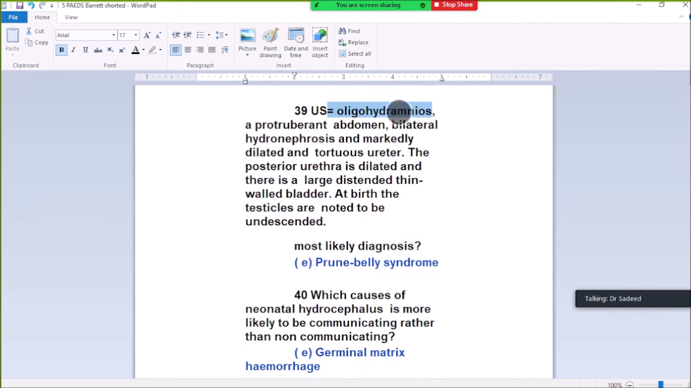39. Ultrasound shows hydronephrosis with bilateral hydroureter and a marked dilated and tortuous ureter. The posterior urethra is dilated and there is a large distended thin-walled bladder. At birth, the testicles are noted to be undescended. Most likely diagnosed as prune belly syndrome.